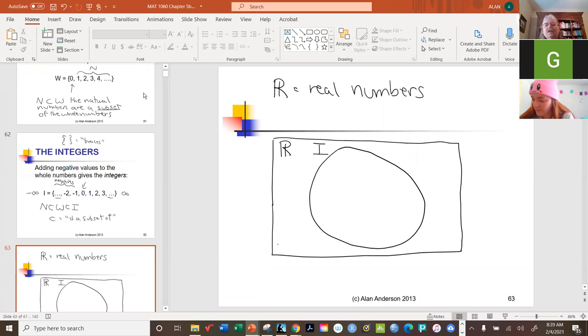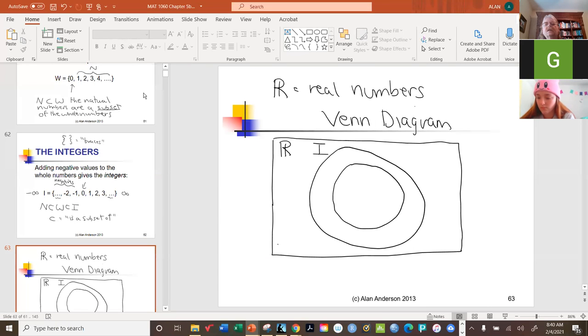Now, before I go any further, does anyone remember what kind of diagram we're looking at here? It has a special name. Oh, it's been so long. This is what we call a Venn diagram. It's set up to represent sets and how they're related to each other. So the I completely contains the whole numbers, which in turn completely contains the natural numbers.